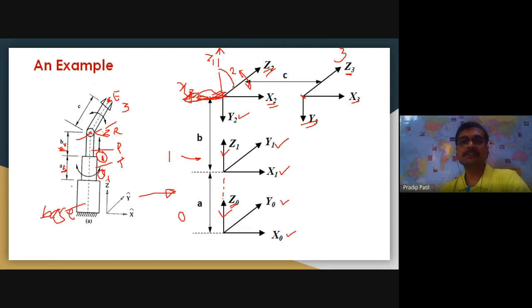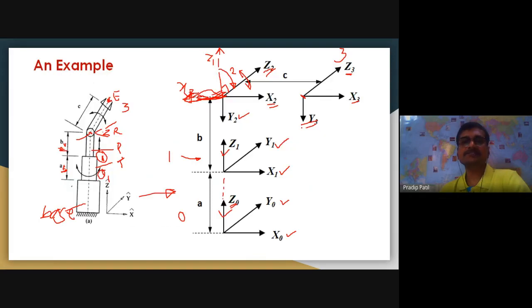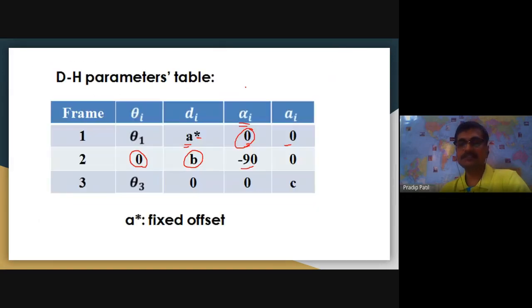So look at this. The angle made by Z2 with Z1 is clockwise, and this is 90 degrees. That is why the angle here is minus 90. For the length of the link, the distance between the z-axes, again they are intersecting. So when Z1 and Z2 intersect, the length of the link is also 0.